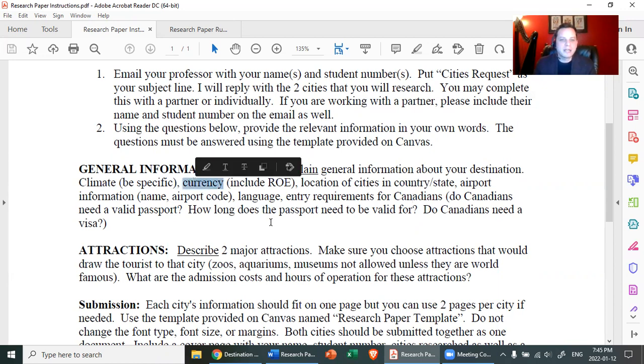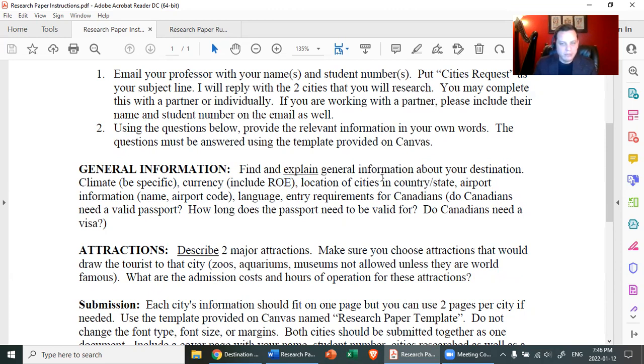Currency, again, that's money. What kind of money do they use? If you're looking at Costa Rica, they use the colon. So tell me about that. Don't just say they use the colon. Maybe say, is it easy to find a bank machine there? Should I bring colones with me, or can I bring Canadian dollars and exchange them there? ROE is rate of exchange.